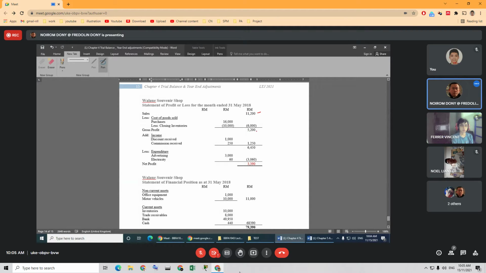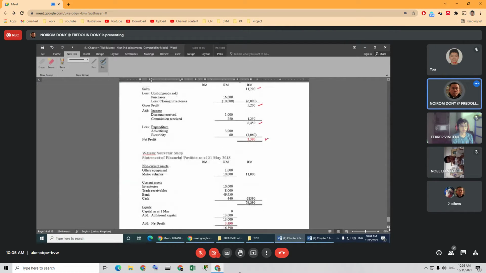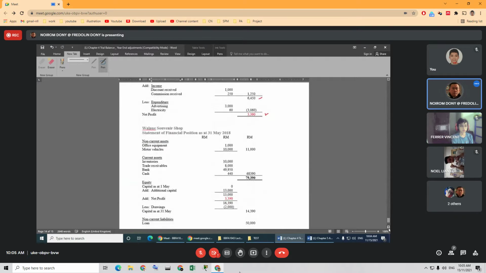So we minus, and this is your gross profit. Add all the other income: we have discount received and commission received, we add 1,250. So this is the total income. Then less other expenses: we have advertising and electricity, 3,060. So the balance is your net profit. Then the net profit belongs to the owner, so it must be recorded in the equity.